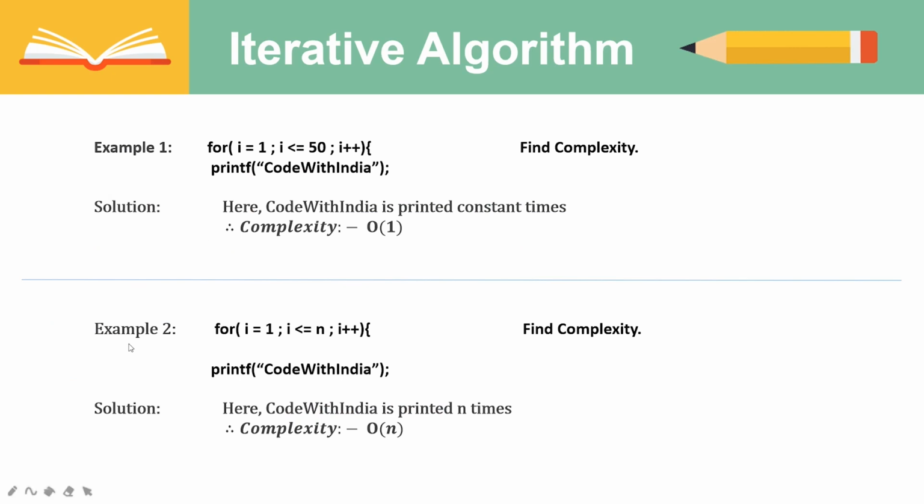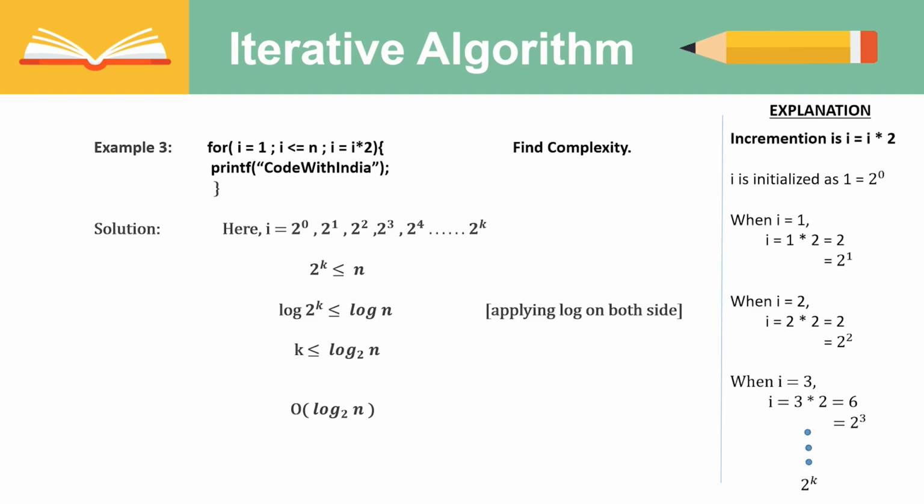Now let's take a view of example 2. Here, for i equal to 1, i less than or equal to n, i plus plus, printf code with India. Here, this loop will run maximum n times. So the code with India is going to be printed n times. Therefore, the complexity is big O of n.